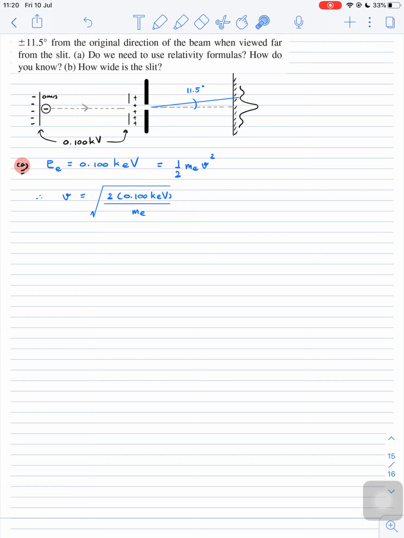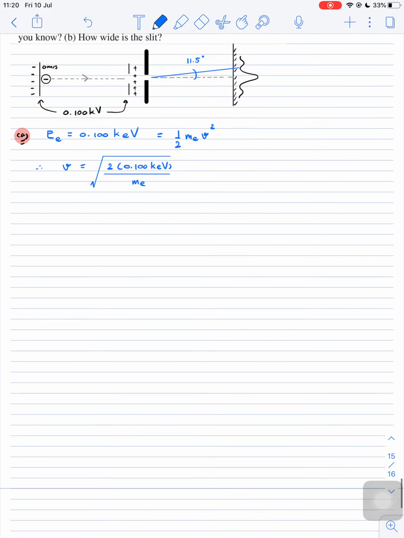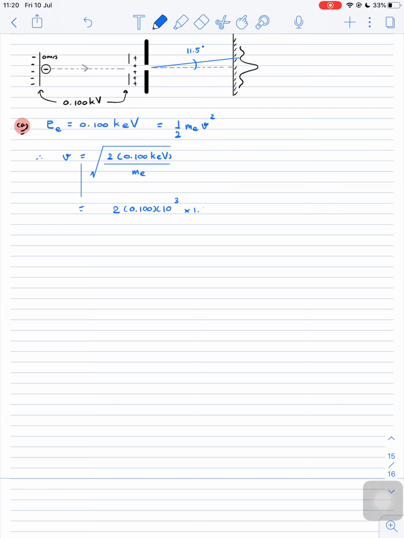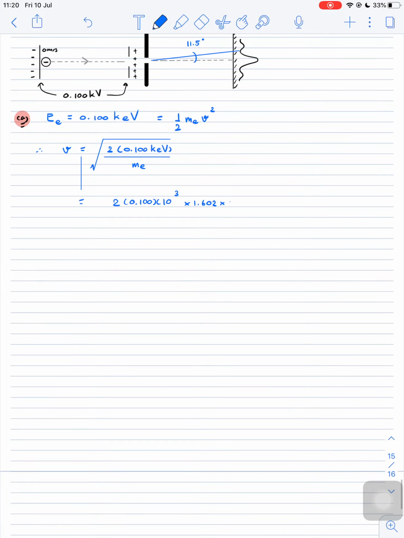Now we need to convert everything into SI units. Here we have 2 times 0.100, the same thing. Kilo is 10 to the 3, right? And electron volt to joules: 1 electron volt is equal to 1.602 times 10 to the negative 9.